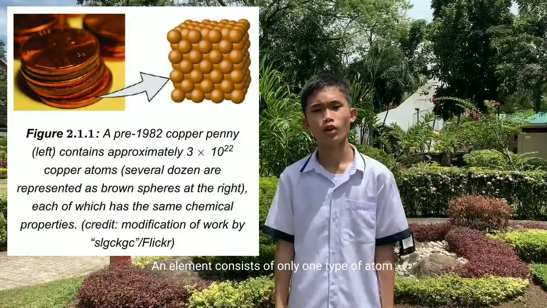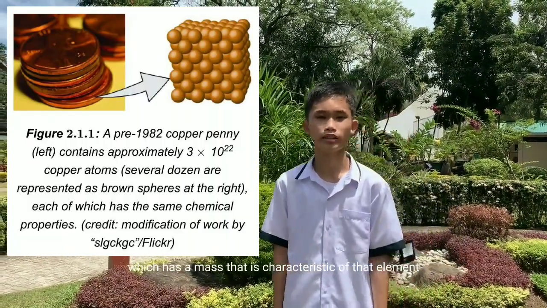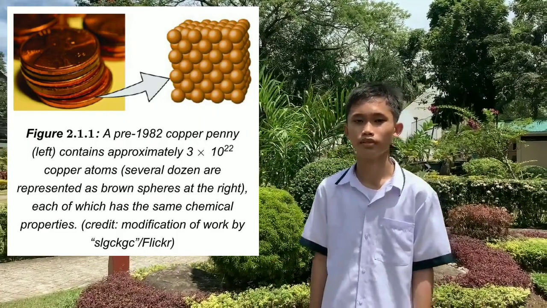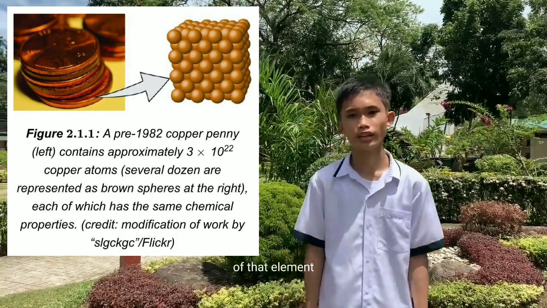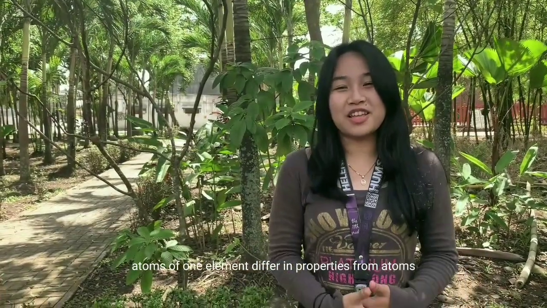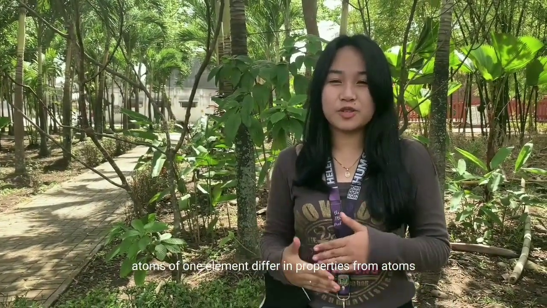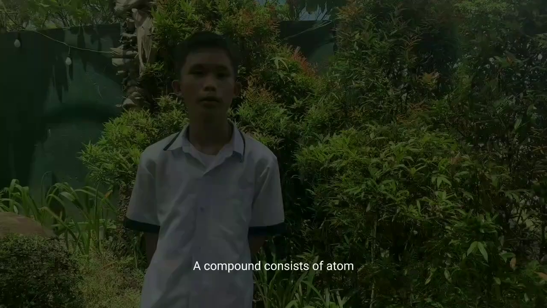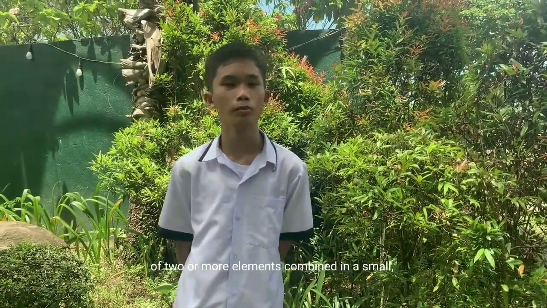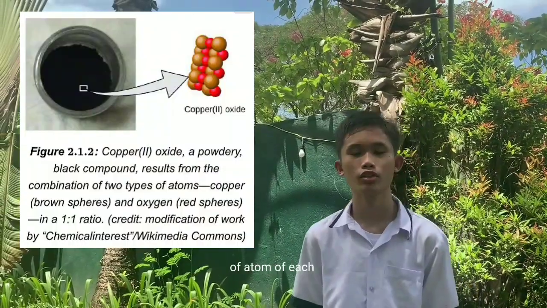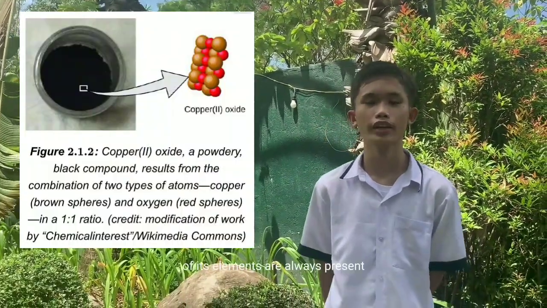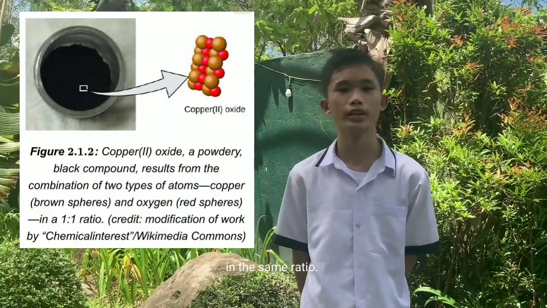An atom is the smallest unit of an element that can participate in chemical change. An element consists of only one type of atom, which has a mass that is characteristic of that element, and is the same for all atoms of that element. Atoms of one element differ in properties from atoms of all other elements. A compound consists of atoms of two or more elements combined in a small whole number ratio. In a given compound, the numbers of atoms of each element are always present in the same ratio.